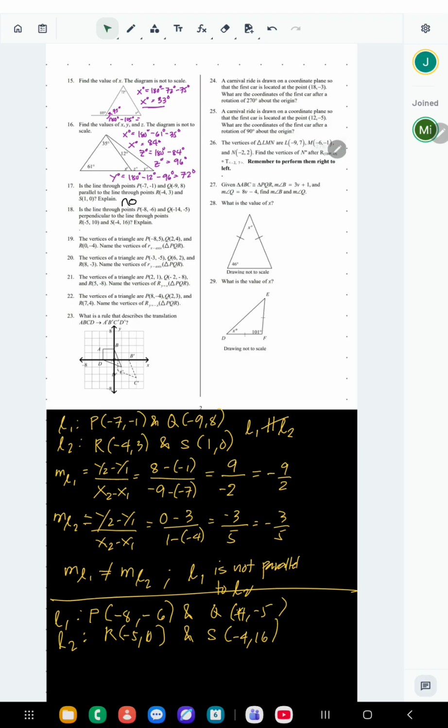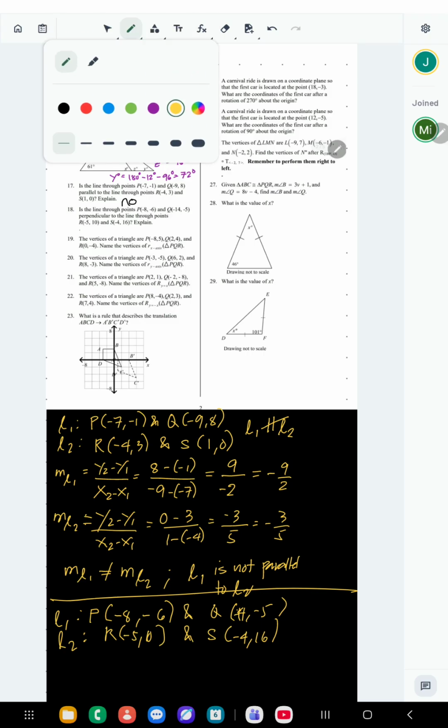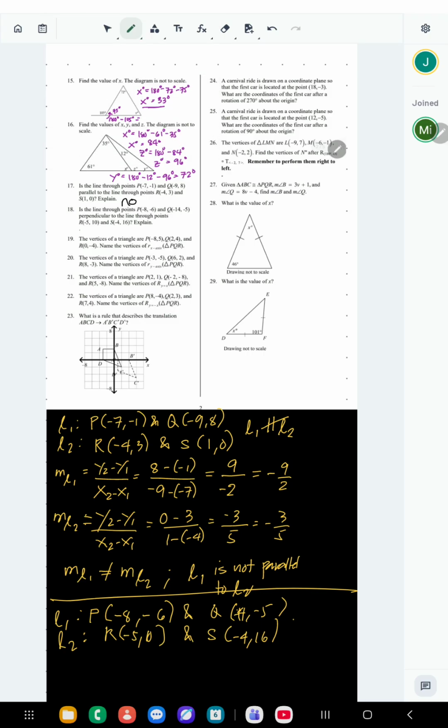Then now let's check if line 1 is perpendicular to line 2. The slope should be the negative reciprocal of the slope of the other line. So slope here of line 1 is -5 minus -6 over 4 minus -8. So this is -5 plus 6, which is 1, over 4 plus 8, which is 12.